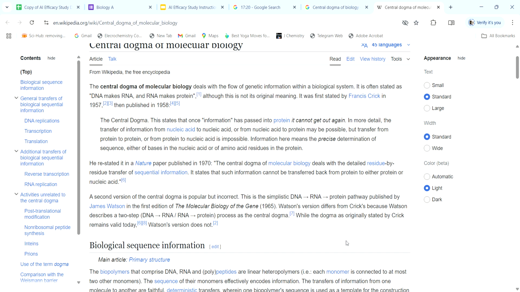A second version of the central dogma is popular but incorrect. This is the simplistic DNA to RNA to protein pathway published by James Watson in the first edition of the Molecular Biology of the Gene. Watson's version differs from Crick's because Watson describes a two-step DNA to RNA then RNA to protein process as the central dogma, while the dogma as originally stated by Crick remains valid today. Watson's version does not. So this is the basic difference of the Watson and Crick models.